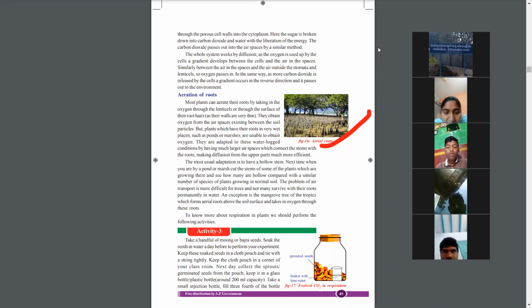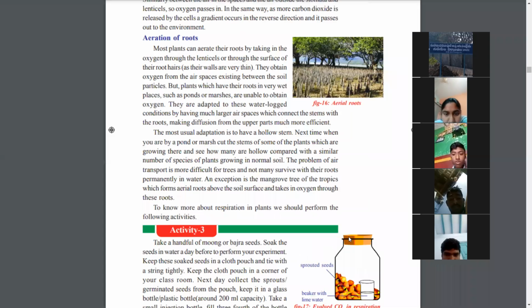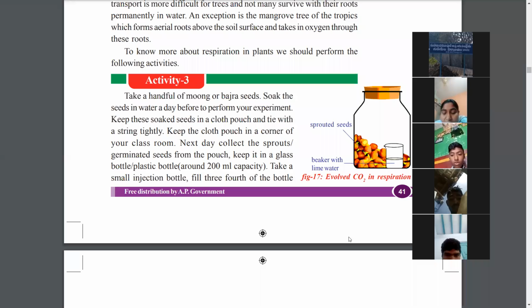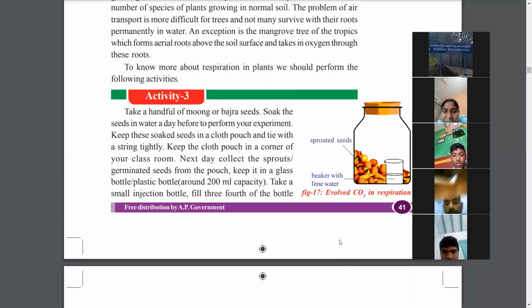So next, the activity. Here you can see an activity. What does this activity represent?